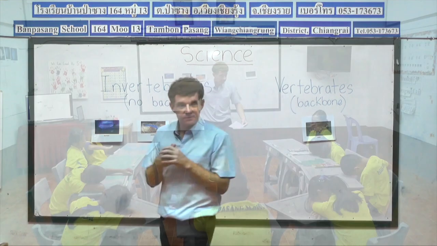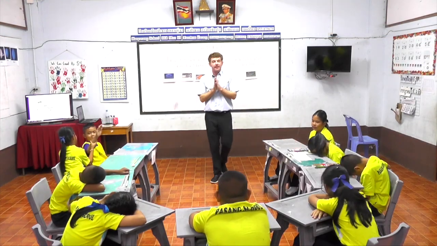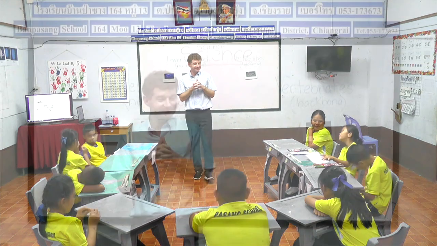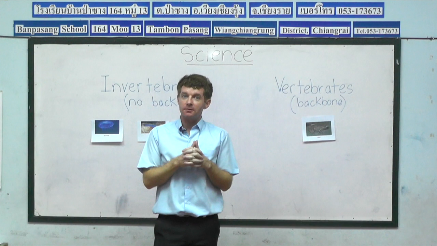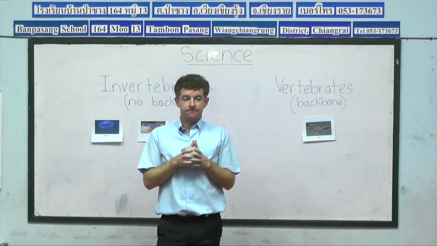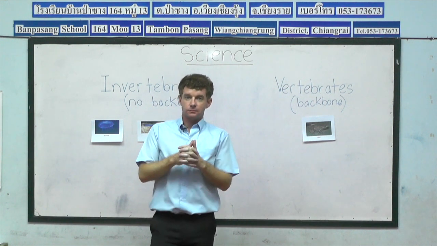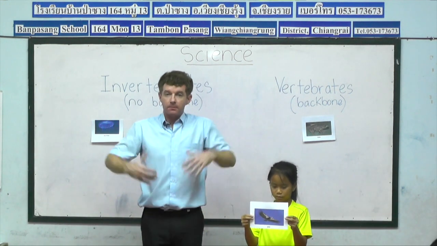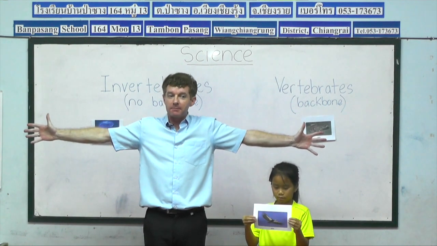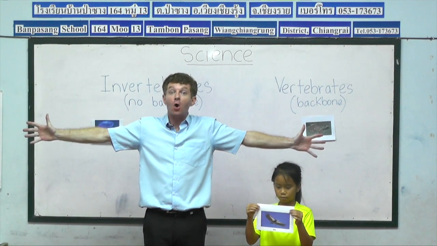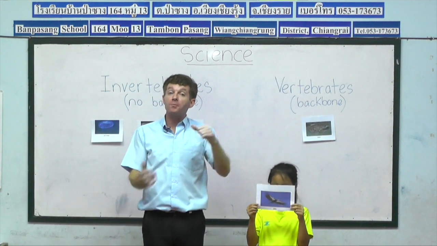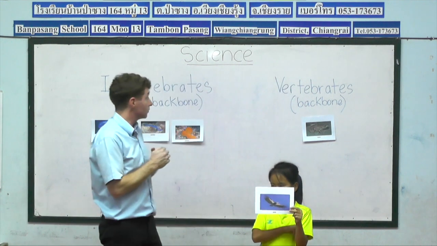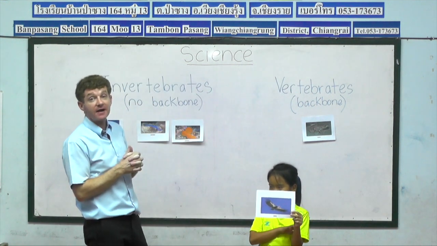Next picture, let's see. Okay, now it's Prel's turn. If Prel can bring her picture to the front of class, please. And let's see what animal is on Prel's picture. Okay, guys, can we see? Not an eagle, a bird. Bigger than an eagle. Do you remember the name of the bird I said? Condor. Now, do birds have backbones? Yes, they do. So we will place the birds in our vertebrates column.